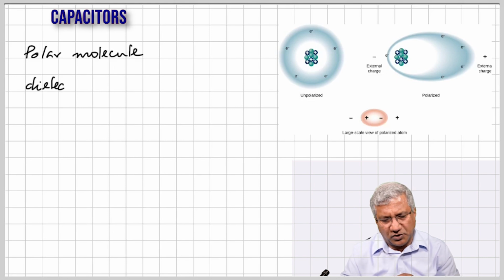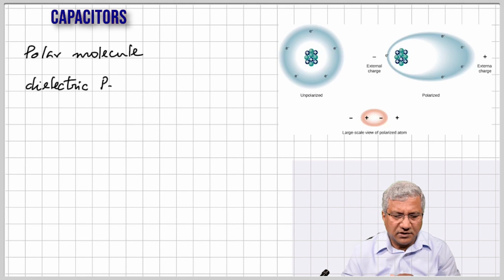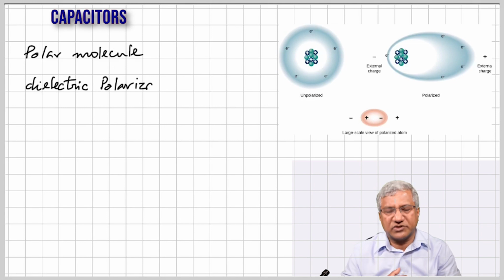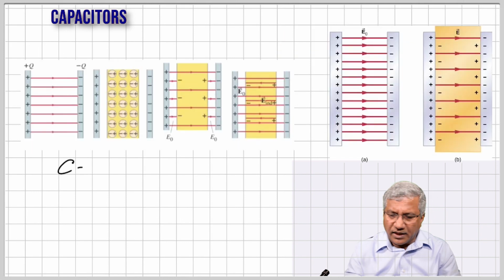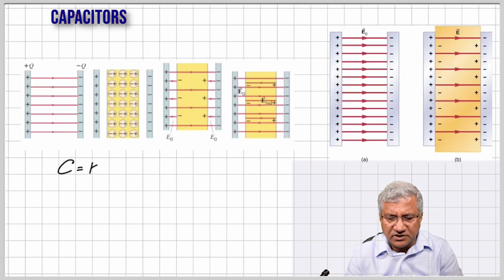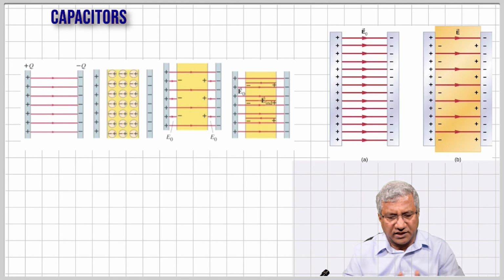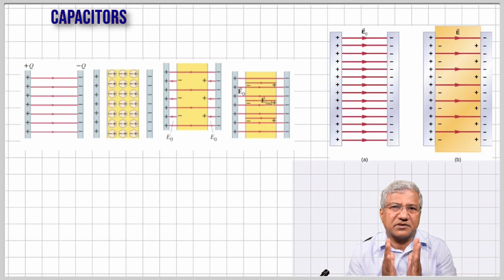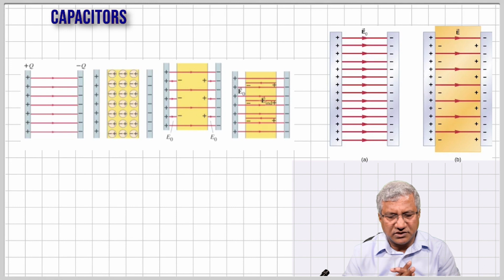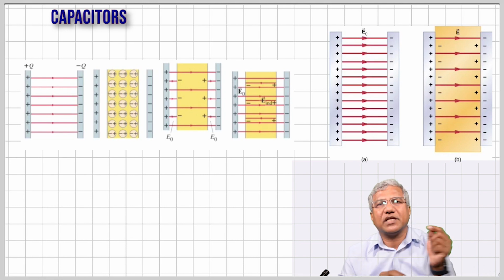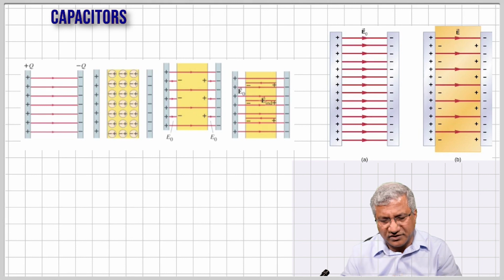So we have the polar molecule. We have the dielectric polarization that I just explained. And then all these diagrams here show you what I was just telling. On the left side, you have the applied electric field. The second diagram shows you what happens to the molecules of the dielectric. You see that the positive and the negative are separated, with the positive moving towards the negative plate. So the field is opposite.